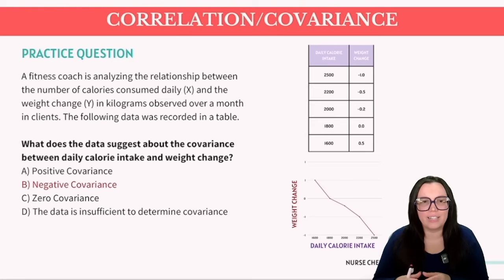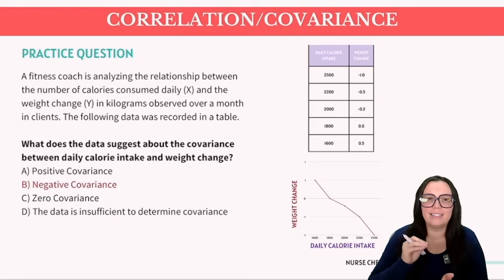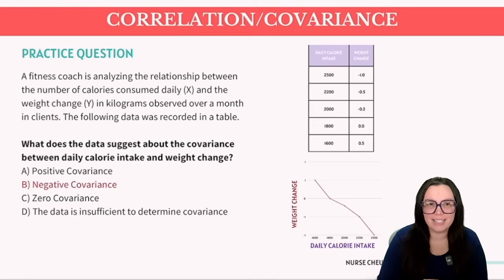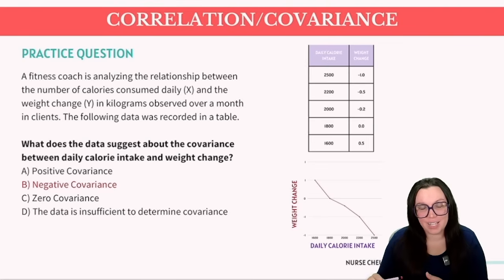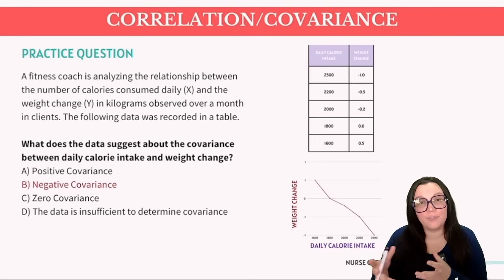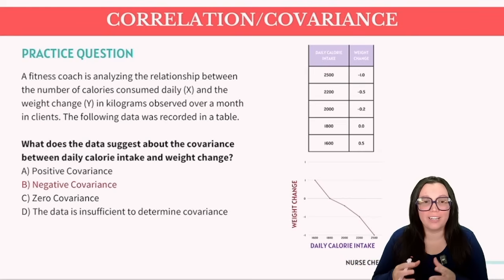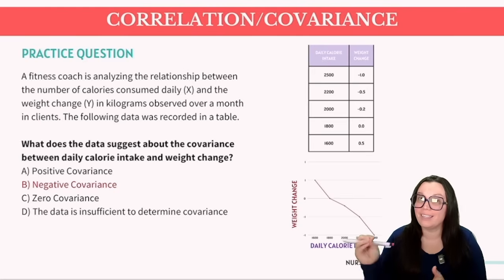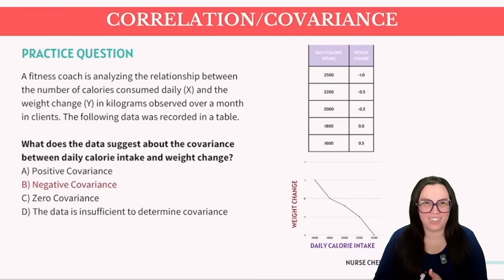The table illustrates that as the daily calorie intake X increases, the weight change Y decreases. This pattern implies a negative covariance between caloric intake and weight change, which indicates that a lower calorie intake is associated with less weight gain and more weight loss.